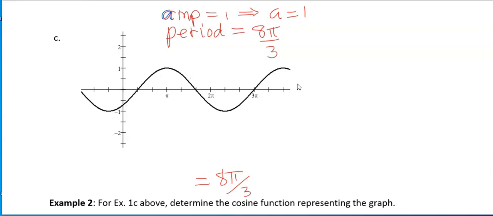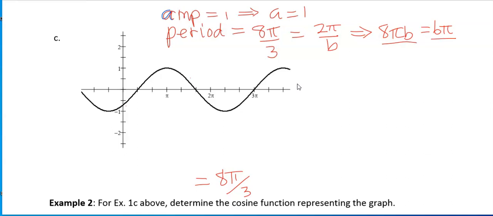What I need to do now is remember that the period is 2 pi divided by b. So you set that equal to 2 pi over b. That's what you need to do. That's how you get your b. Cross multiply, and you're going to have 8 times pi times b is equal to 3 times 2, 6 times pi. See that?